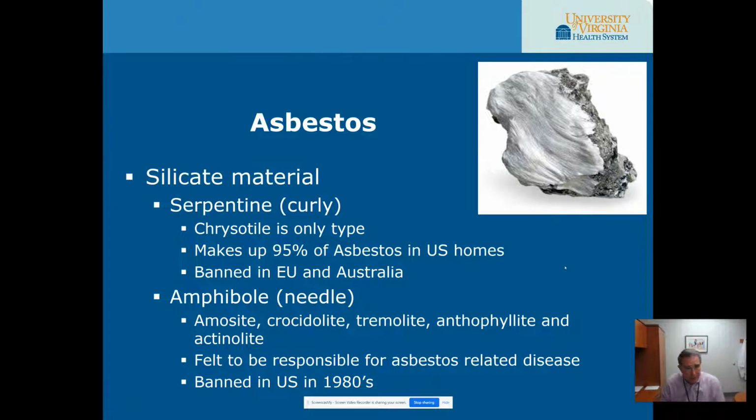Starting off with asbestos, two main types of asbestos fibers, the curly and the needle type. The curly type is what is currently used legally in the United States. It's banned in some European countries and Australia. But this type that we see normally, in current day use in homes, the U.S. feels is not of any risk. We also have the needle type, which was outlawed in the 1980s, felt to be primarily related to asbestos related lung disease.